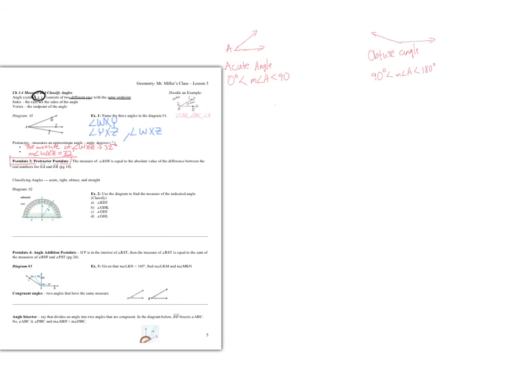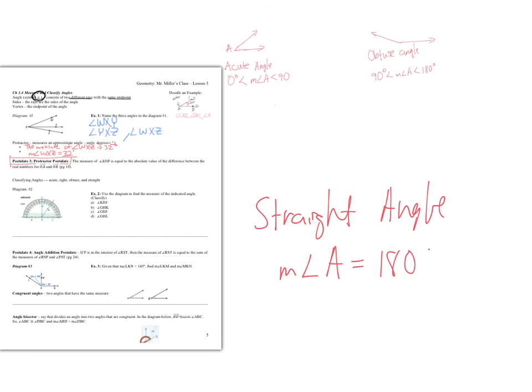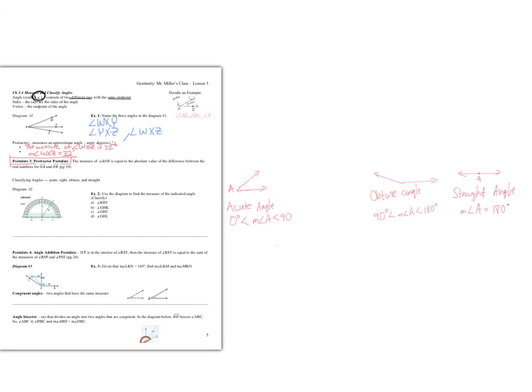And our last angle is a straight angle. For a straight angle, the measure of angle A equals 180 degrees, and therefore it's basically a line. So those are our 4 types of angles.